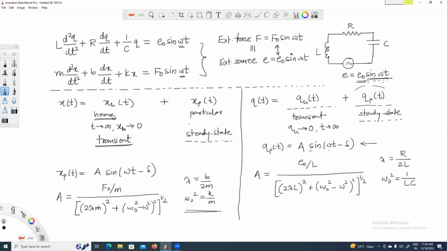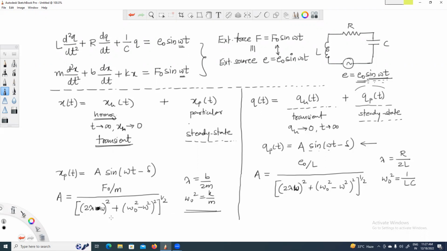Sorry, I have omega here; I mistakenly wrote this. So if you put 2 lambda as b over m and multiply with m into this, you can end up writing this expression in terms of b, k, omega, all the factors we have taken in the example itself, instead of writing in terms of lambda. That also we can see here, so let's see that first.